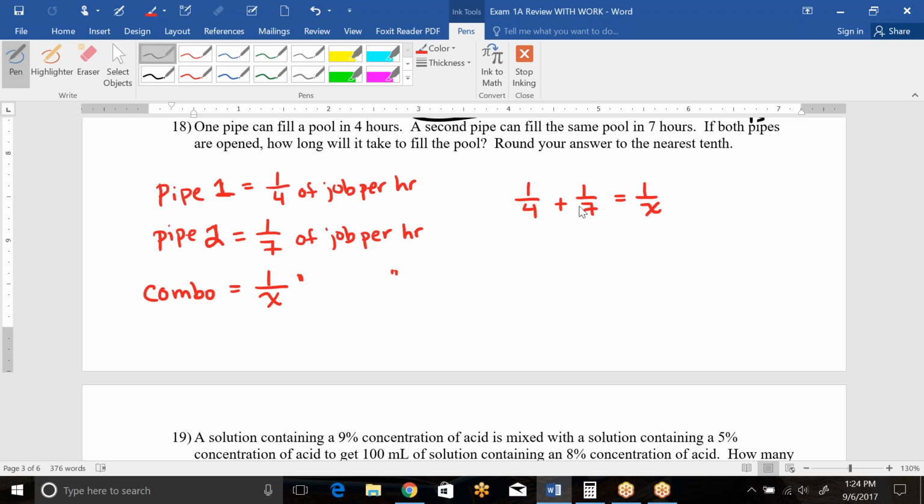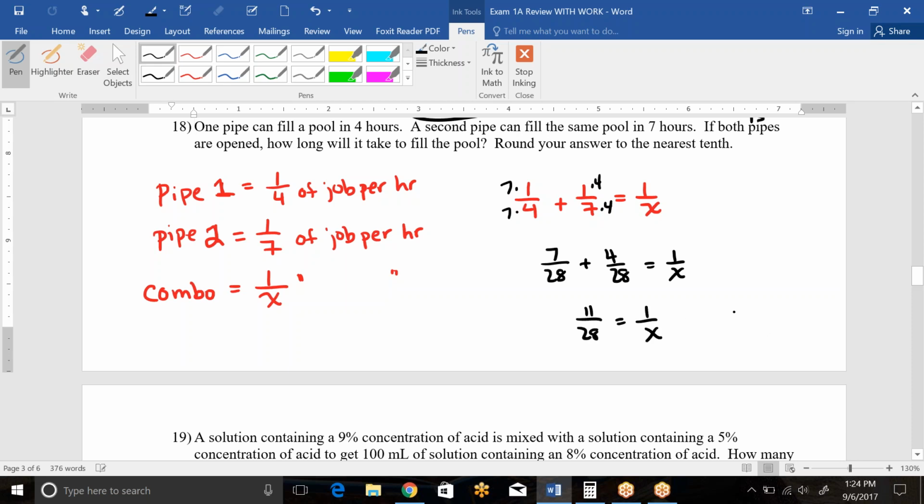Now, one way to solve this one, since the numbers are both on this side, is you could just get a common denominator, add the fractions together, and then use cross multiplication. And I'm actually going to do that in this case just to show some variety. So if we multiply this side by 7 to get that to be a common denominator with this one, which we're going to make 28 our common denominator, this would be 7/28 plus 4/28 equals 1/x. That makes that 11/28 equals 1/x.